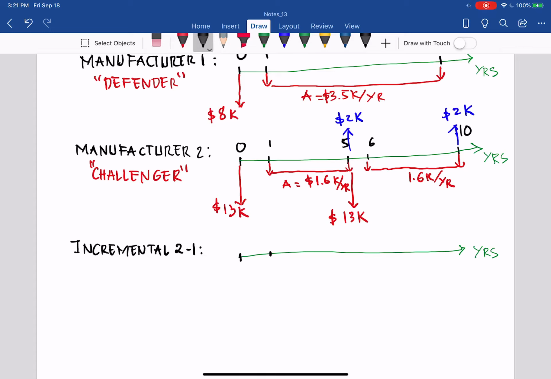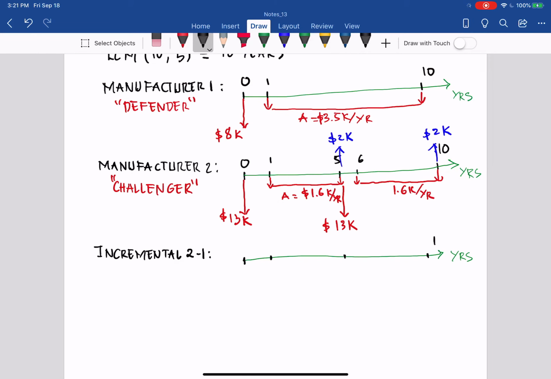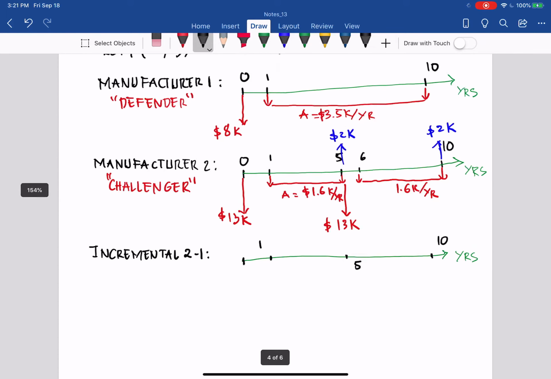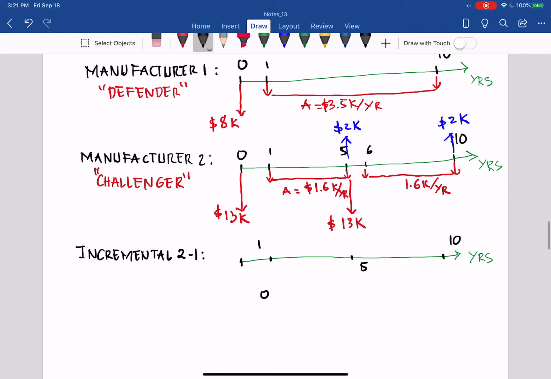So you have here 5 and you have 10. At 0, negative 13, subtract negative 8, so you get 5,000 going down. And then negative 1,600 minus negative 3,500, so it becomes positive 1,900.